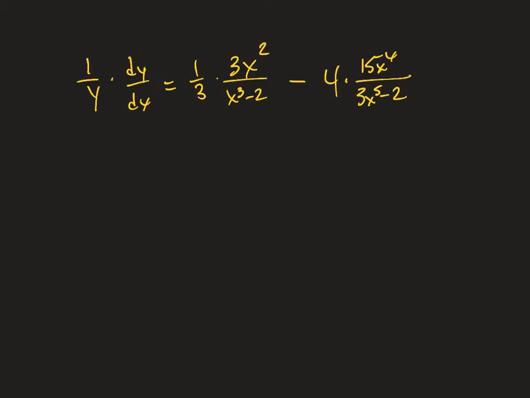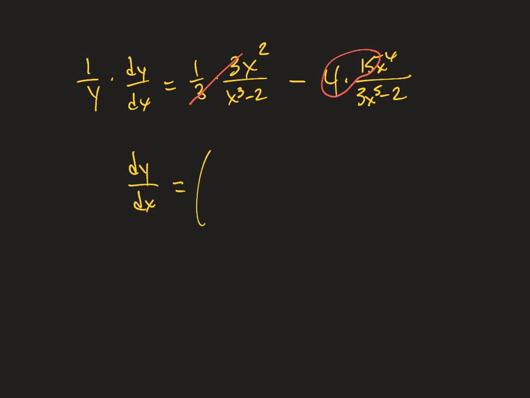So we're just wrapping up this derivative here. A couple things. Notice the 1/3 times the 3x squared there, we can cancel the 3's. And then I can take the 4 and multiply it by the 15 to get 60. The derivative then will be that expression times the y.